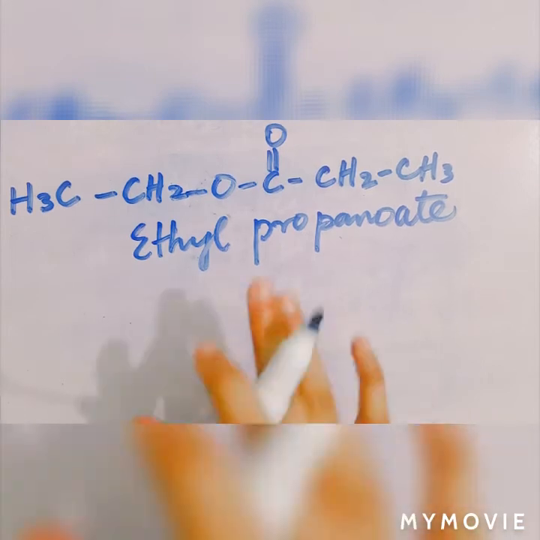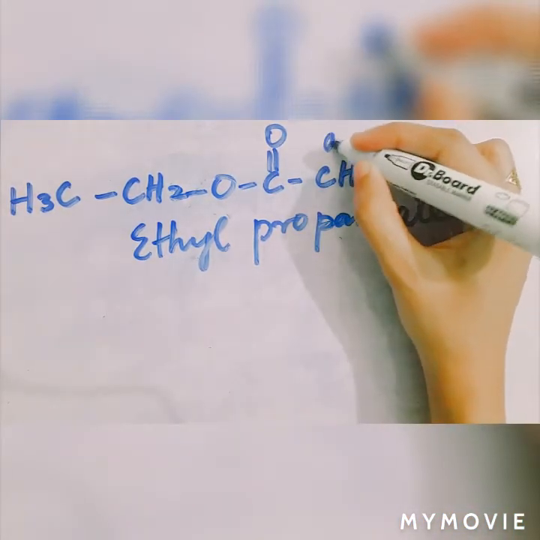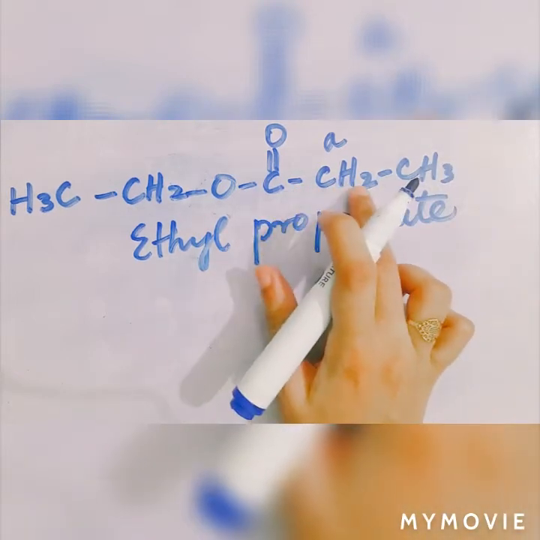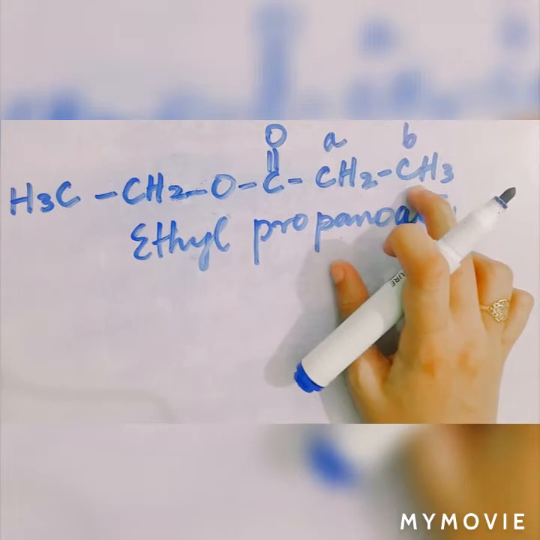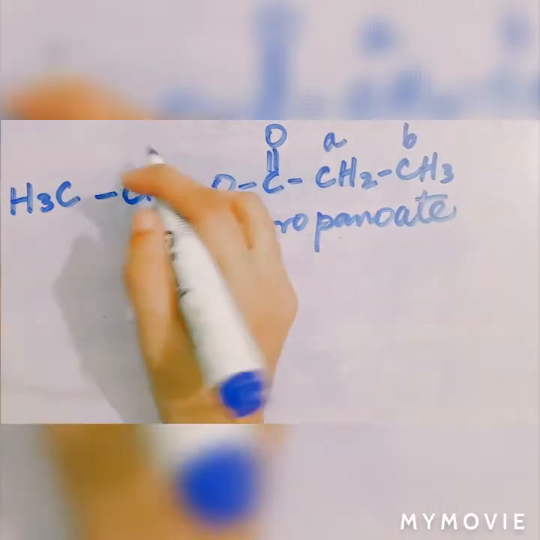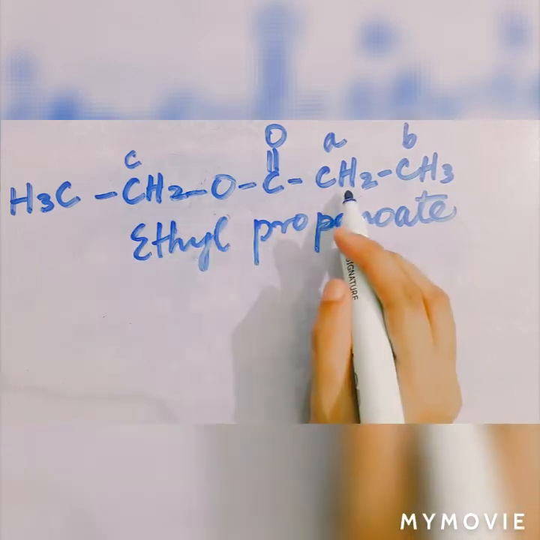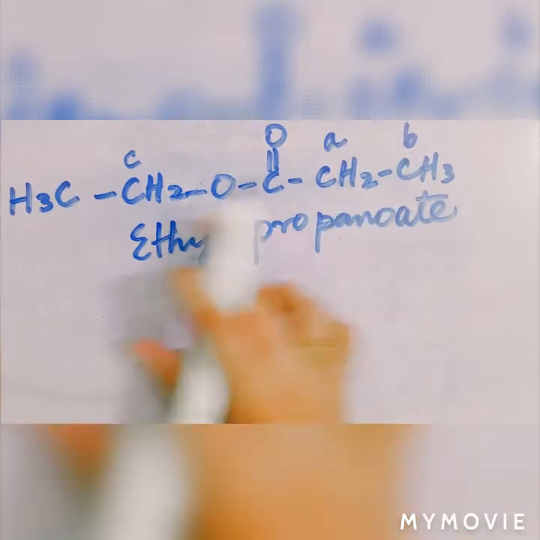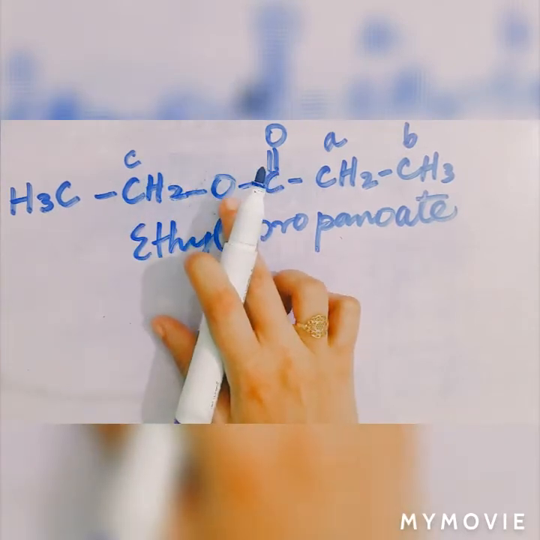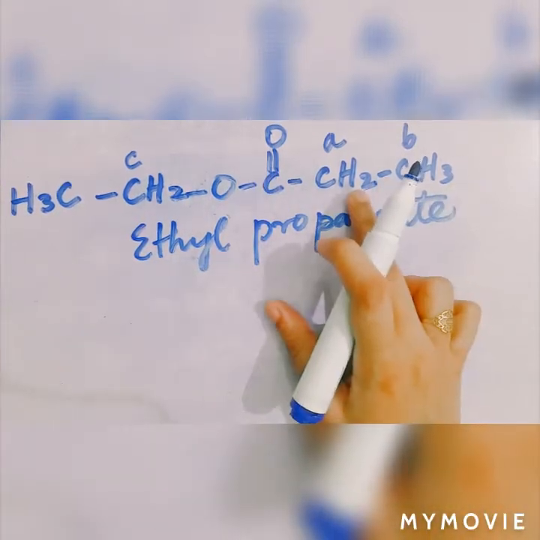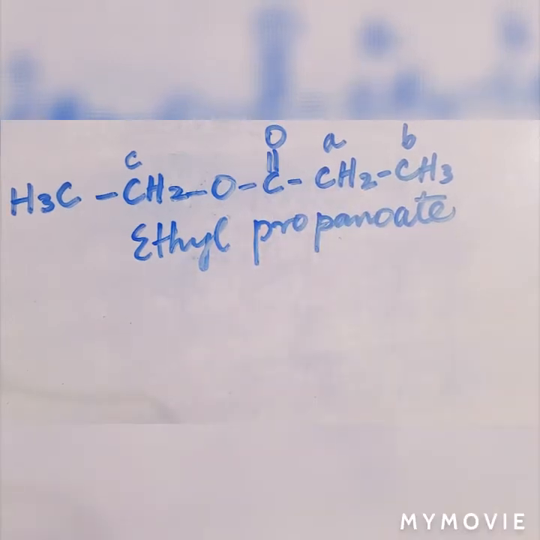Now, first identify how many types of protons there are in the molecule. Number 1, A, this CH2's proton; B, this methyl's proton; C, this CH2's proton. Both CH2s are not the same. They are present in different environments. This CH2 is close to the oxygen, which is a really electronegative atom. This CH2 is attached to an sp2 hybridized carbonyl carbon.